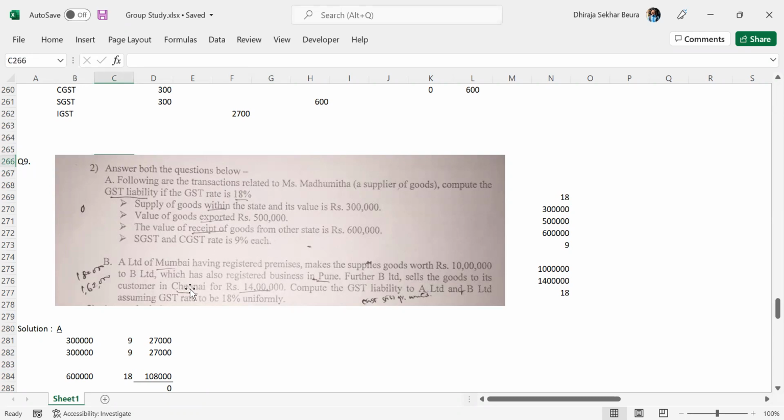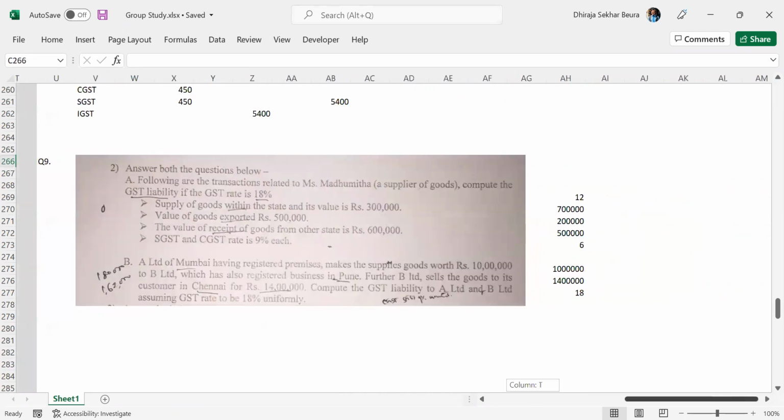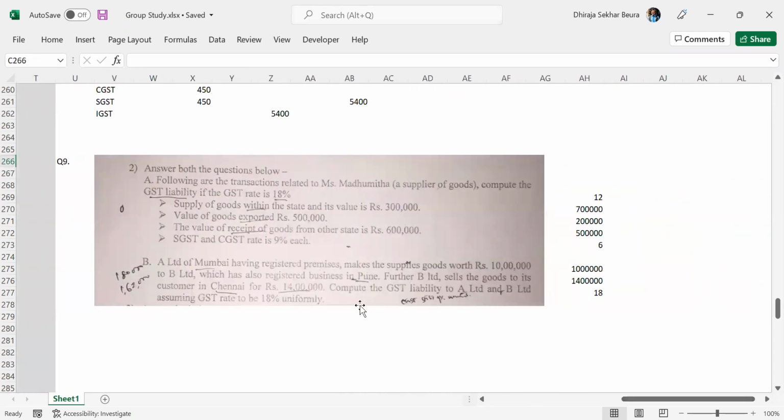So if you have understood this, can you please practice this question very quickly? I have modified the numbers, and I have modified the scenario also. The answer will not be 0 anymore. Here I have modified the rates to 12%, meaning SGST is 6% and CGST is 6%. Supply of goods within the state is 700,000. Value of goods exported is 200,000, which is 2 lakhs. Value of receipt of goods, which is purchase of goods, is 500,000, which is 5 lakhs.